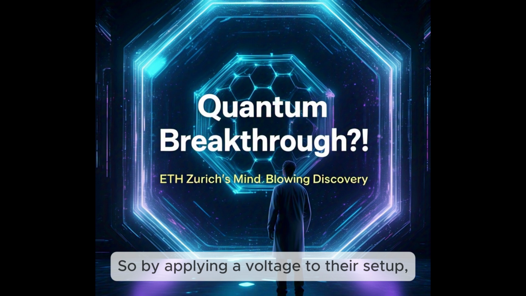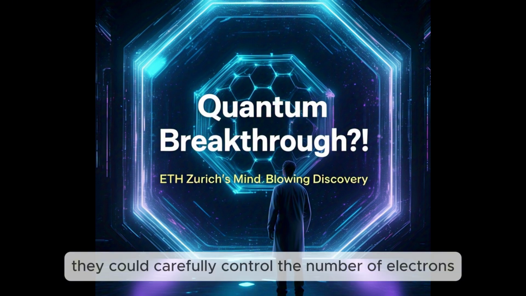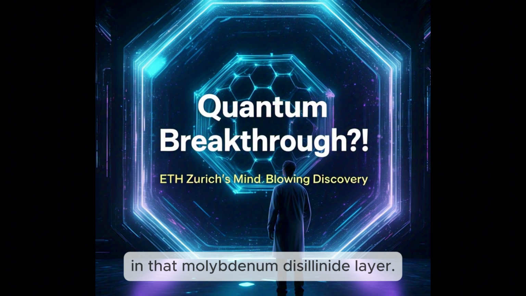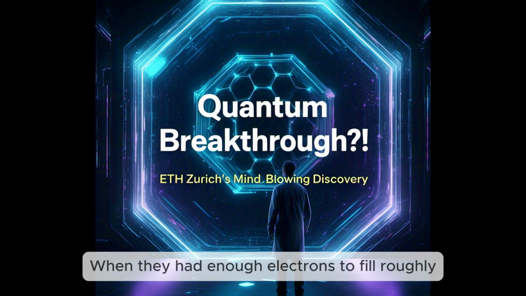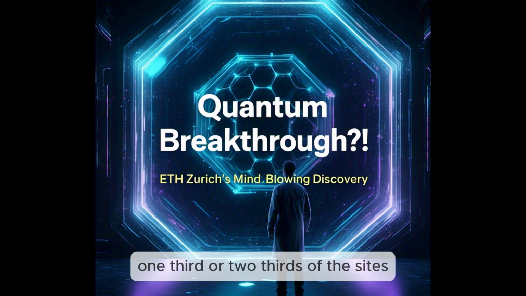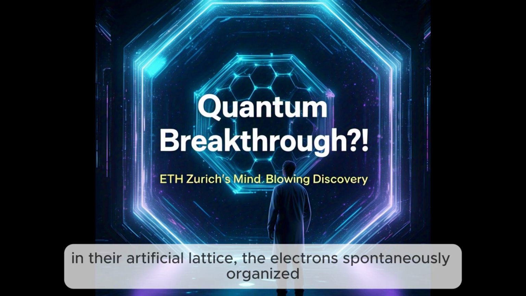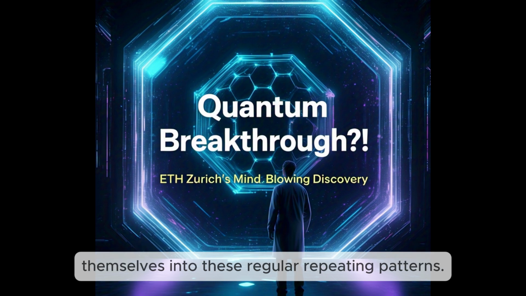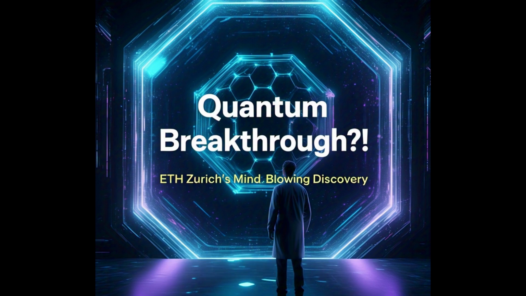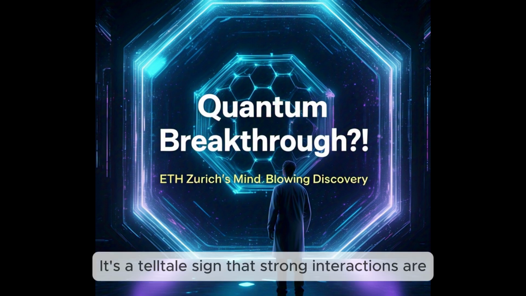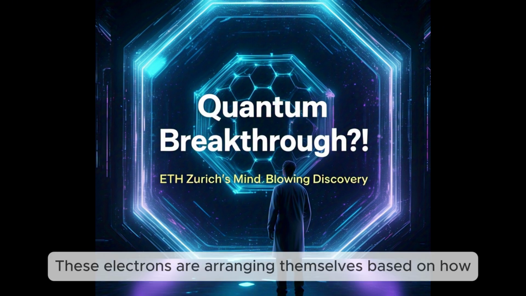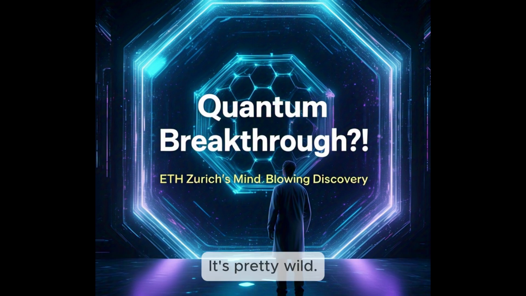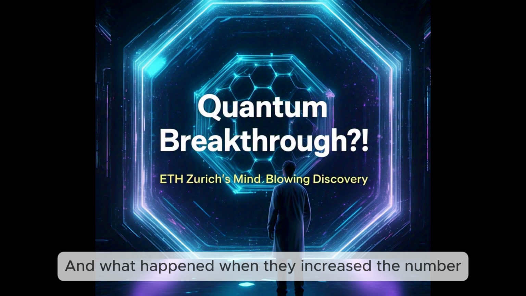So by applying a voltage to their setup, they could carefully control the number of electrons in that molybdenum diselenide layer. What they observed was really remarkable. When they had enough electrons to fill roughly 1/3 or 2/3 of the sites in their artificial lattice, the electrons spontaneously organized themselves into these regular repeating patterns. This kind of self-organization is a telltale sign that strong interactions are happening between the electrons. That's just incredible to think about. Yeah. These electrons are arranging themselves based on how many are present. It's pretty wild. And what happened when they increased the number of electrons?